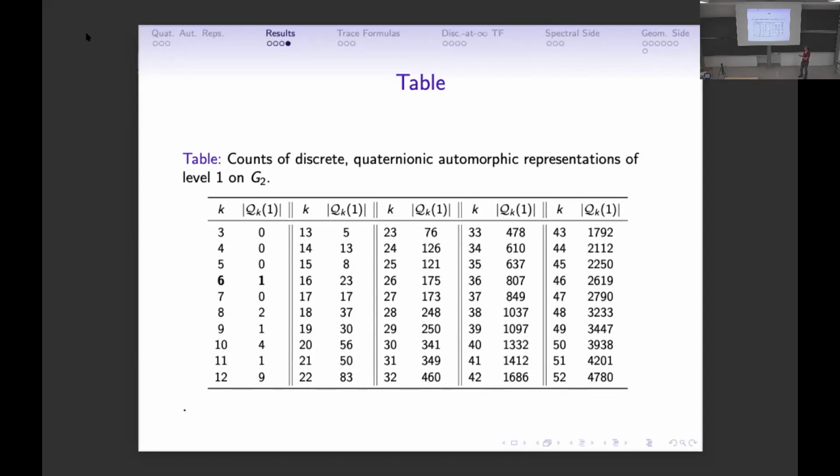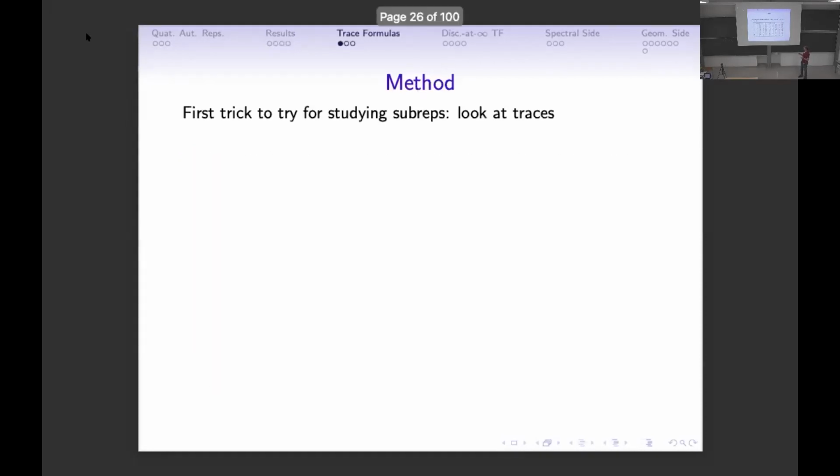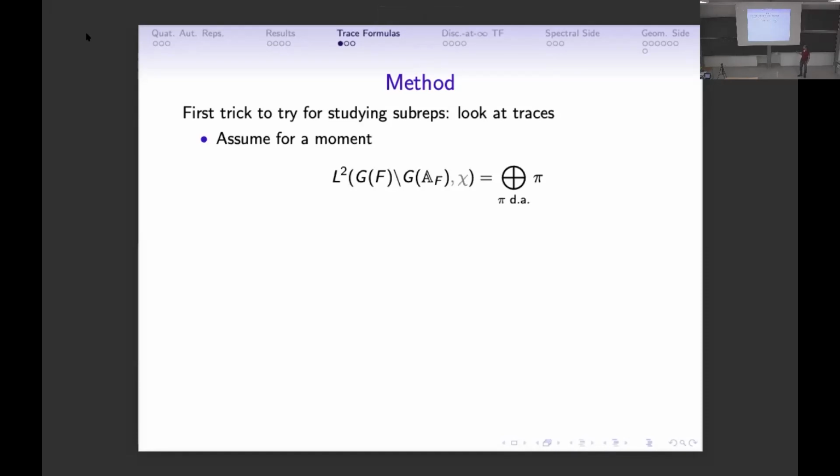Okay, so now let's talk about how we might produce this result. So we'll start very basic. Automorphic representations are sub-representations of some specific L2 space. So you want to study the decomposition of a big representation into sub-representations. The first trick you learn is you look at traces. So we're going to assume for a moment that this L2 space decomposes as a direct sum of discrete automorphic representations. Then we can pick some operator on this L2 space.